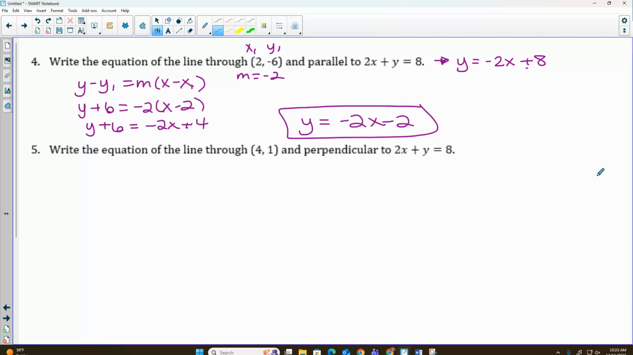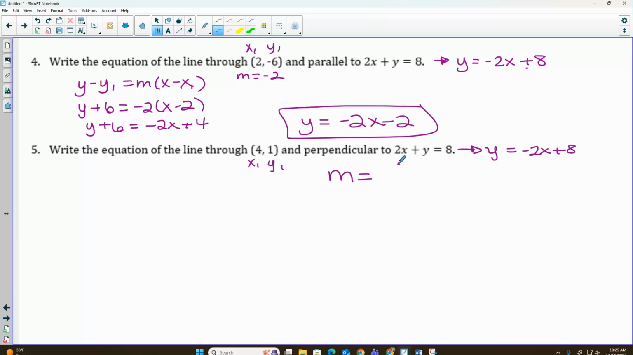Alright, number 5 is very similar. I have a point, so I gave you x1, y1. But it's perpendicular to this one. So remember, this one is y equals negative 2x plus 8. The slope of that is negative 2. If we're perpendicular, what slope will I be using?